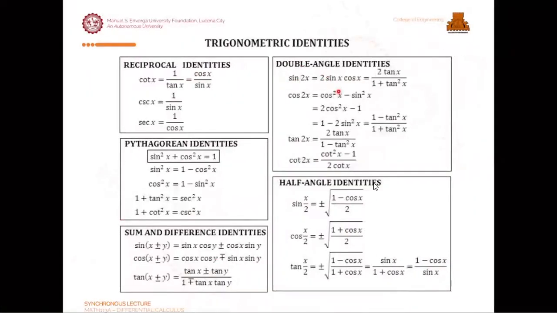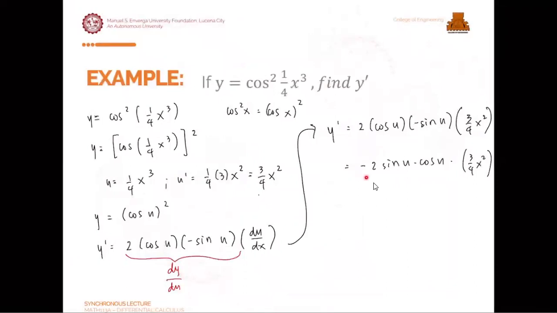This means the angle of x is doubled here, and then it becomes sine. So meaning, 2 sin u cosine u becomes negative sin 2u, times 3/4 x squared.